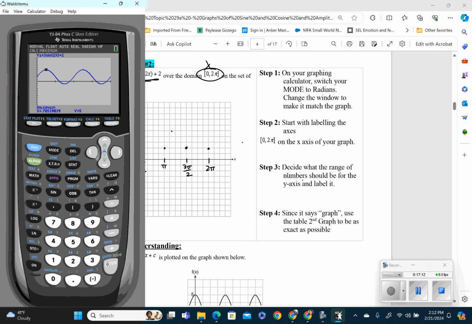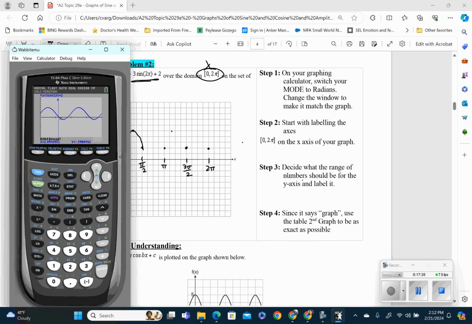So now I want to graph my minimum. So my min is going to be over here. So let's hit second trace again. I'm going to do my min, which is option number 3. And so now I'm going to do my left bound, right bound for my minimum. So this is going to be past pi over 2. Do you see that? So I'm going to hit enter. Let's keep going to the right. Enter. I'm going to go to where I think it is.